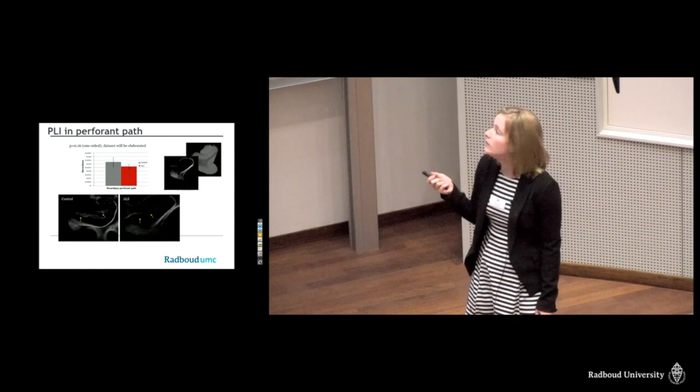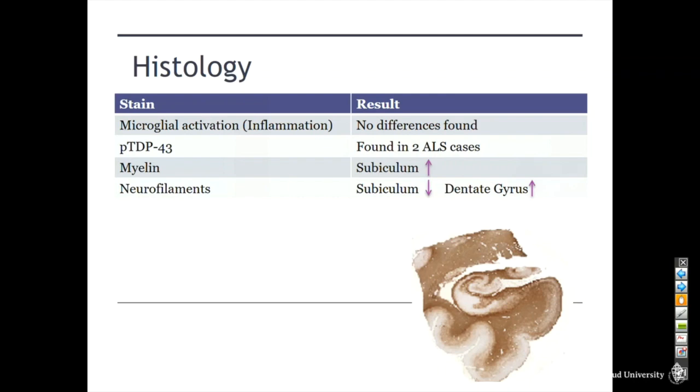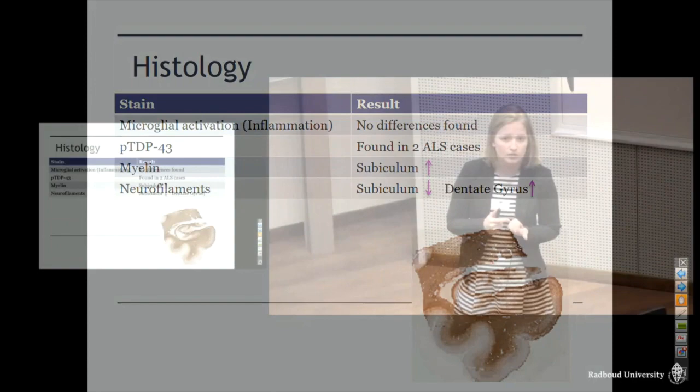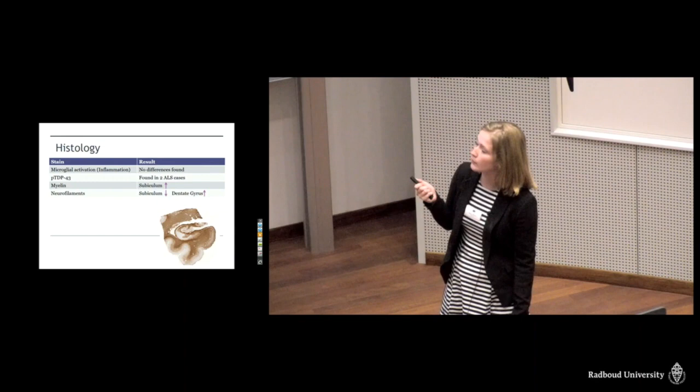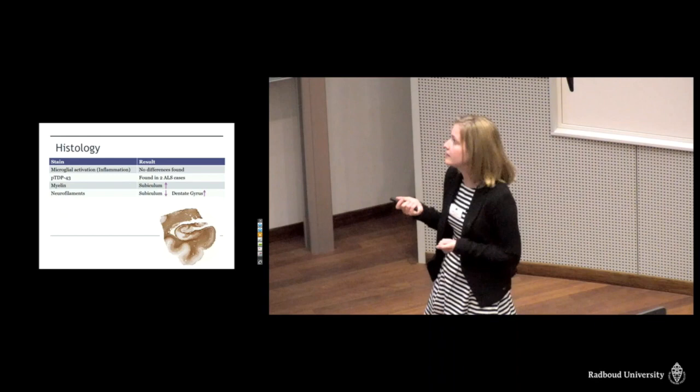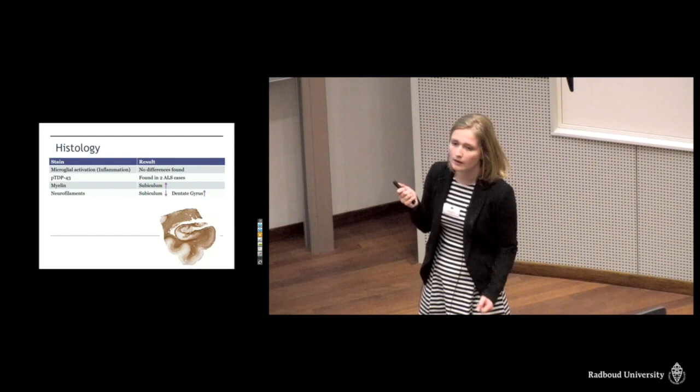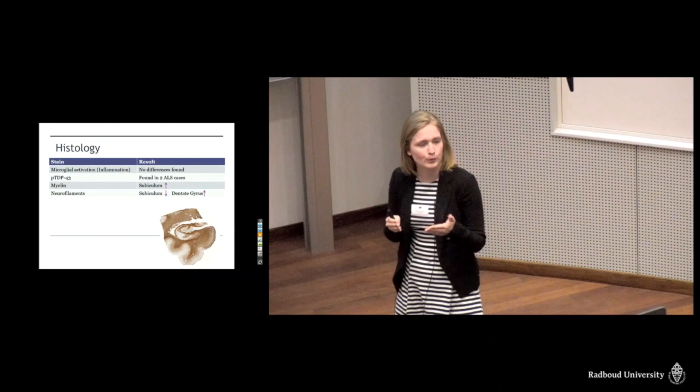And then finally, we've looked at histology. We've performed four stains. The first one for microglial activation, which gives us a measure of the amount of inflammation. The idea is that when white matter is damaged, the inflammation level will go up. The second stain was for pTDP-43, which is the protein that I told you about in the beginning that was implicated in ALS and FTD. And then finally, we performed a stain for myelin as well as for neurofilaments. Myelin is the compound that's around axons, and neurofilaments are compounds that actually support axons in growing and sustaining.